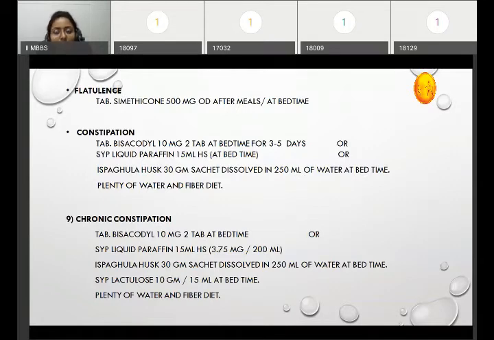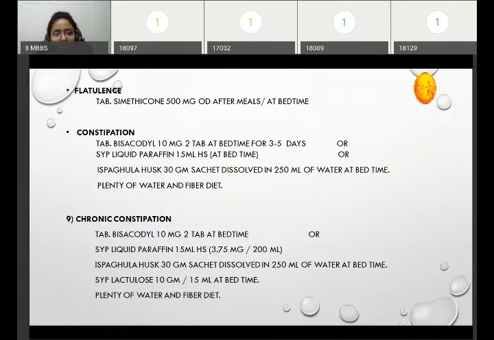Okay, then how do these bulk forming agents act? Isafgula has the property to absorb water. It forms a gelatinous mass because of which the GI tract becomes bulky, and again this acts as a stimulus that causes increased peristaltic movement, and the stools come out. So this is the bulk forming agent.